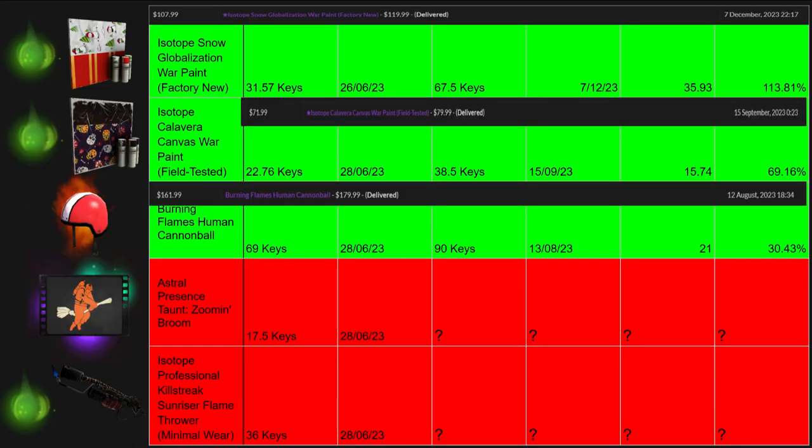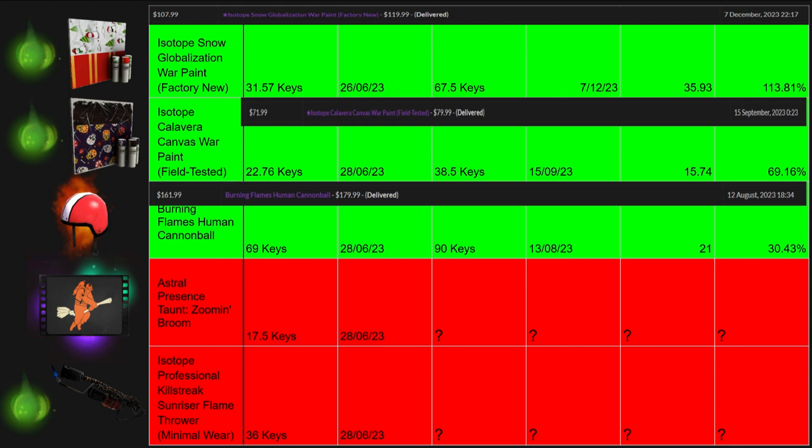Isotope's No Globalization Wall Paint Factory New. I got this extremely cheap for it being factory new and I sold it for very high. Even though it almost took half a year, that margin is absolutely insane. Over a 2x return on investment with one unusual. This normally would be a low tier paint, but factory new makes up for it.